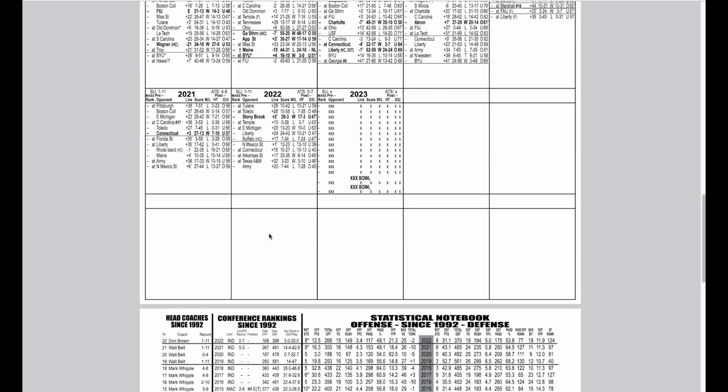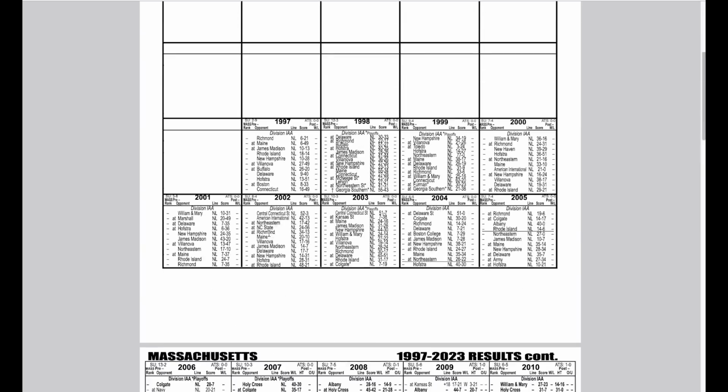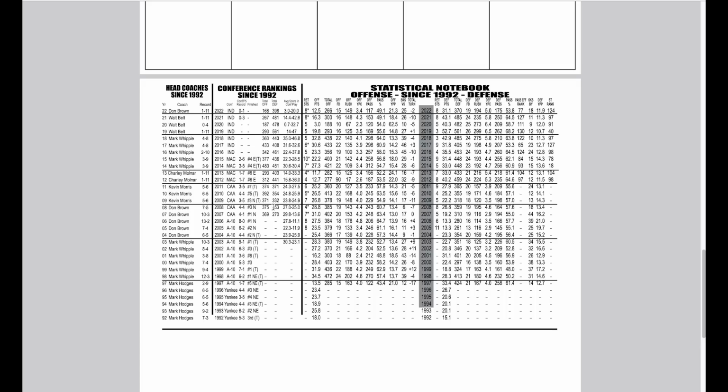Oh, by the way, on this page, which has the logs all the way back to 1997, you get the coaches right here. You could tell who the coach was all the way back to 92. You get the numbers for every team all the way back to 92, what conference they were in. Here they were in the Atlantic 10, the CAA, the MAC, the Independent. That's where they've been. They had Mark Whipple as the head coach, Walt Bell.